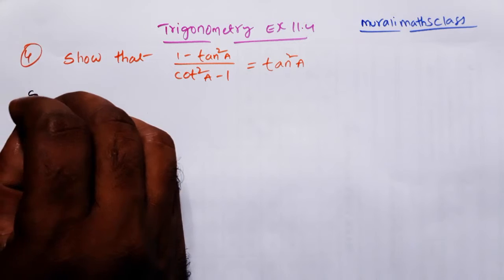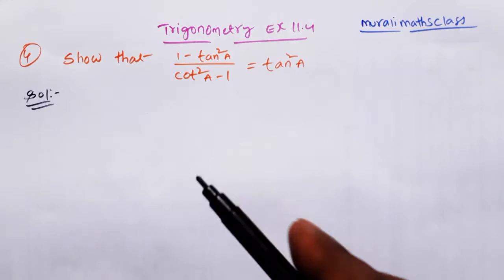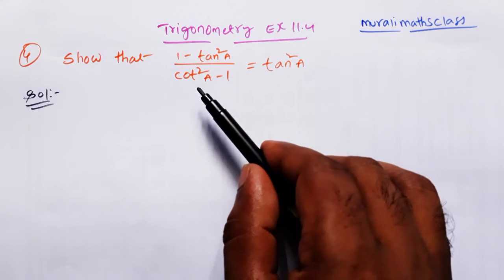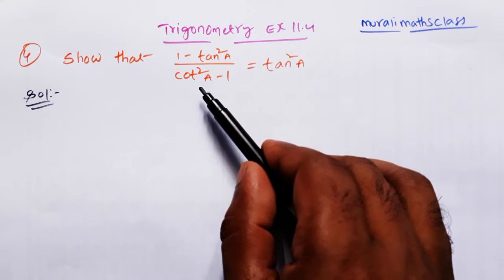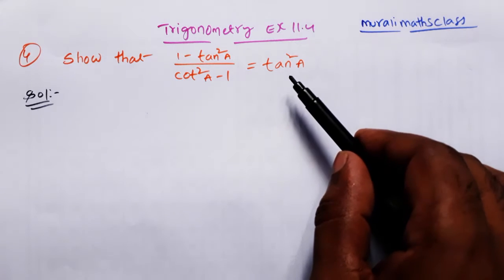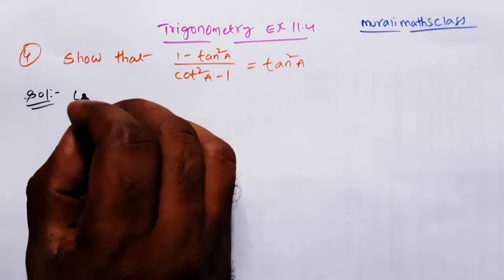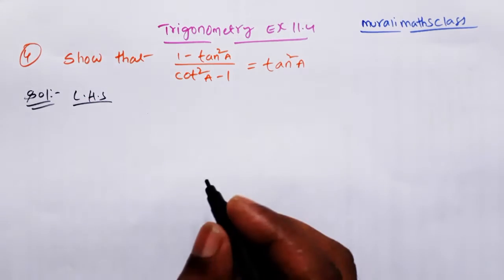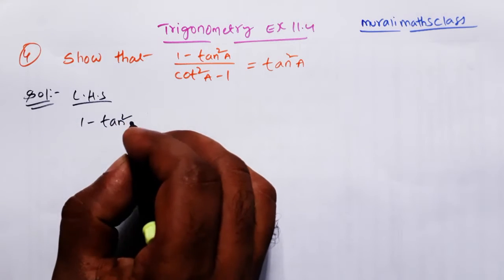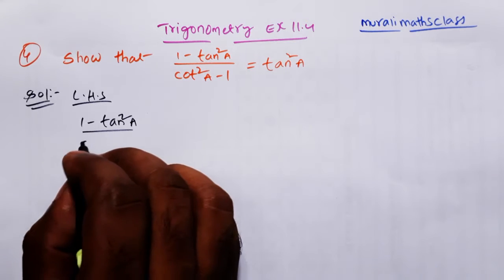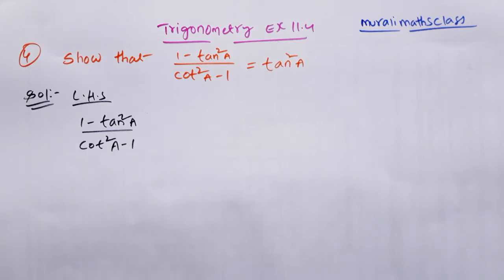So show means what we have to do. Take any one thing, LHS or RHS. Suppose I take LHS and simplify it, then we need to get the RHS answer. That's it. So let us take LHS. What is LHS? Given: 1 minus tan square A divided by cot square A minus 1. This is the LHS given.